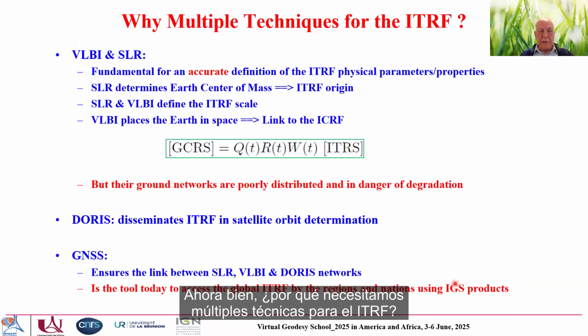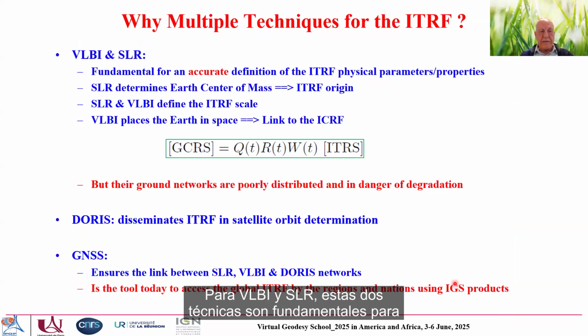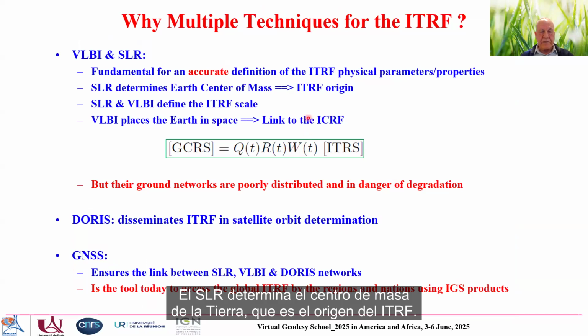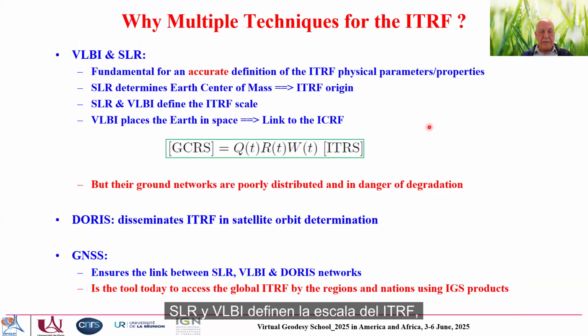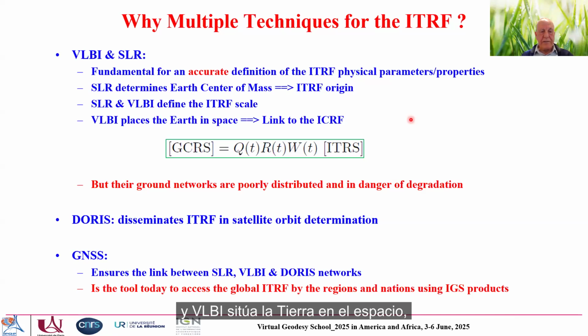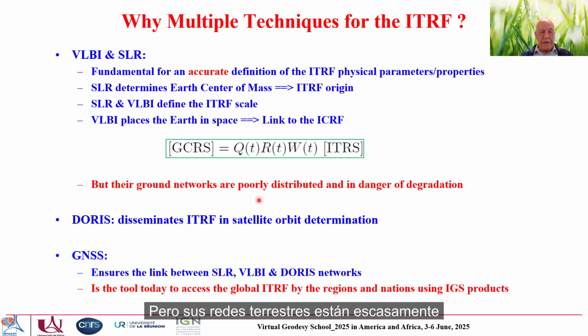Now, why do we need multiple techniques for the ITRF? For VLBI and SLR, these 2 techniques are fundamental for an accurate definition of the ITRF physical parameters or properties. SLR determines the Earth center of mass, which is the ITRF origin. SLR and VLBI define the scale of the ITRF, and VLBI places the Earth in space, which means that it ensures the link with the ICRF, the International Celestial Reference Frame. But their ground networks are poorly distributed and in danger of degradation.